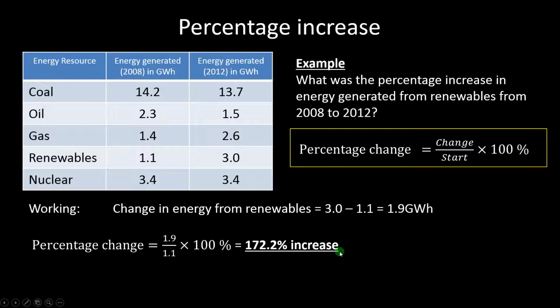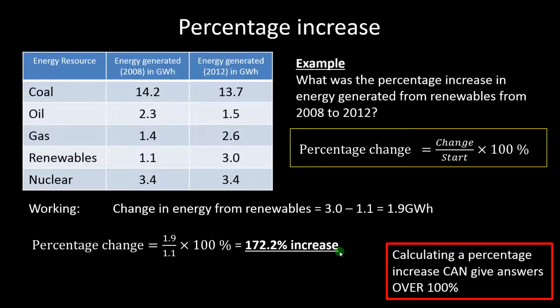172.2% increase. And you'll immediately notice that we've got here a number that's bigger than 100%, but that's okay. When you calculate a percentage increase, you can get answers over 100%. If this renewables number doubles or more, then you will get an answer over 100%. So it's clearly more than doubled here, because that would be to 2.2. So we're expecting an answer above 100%. So with percentage increase, it's fine if you get an answer that's over 100%. You won't necessarily get one like that, but you might do.